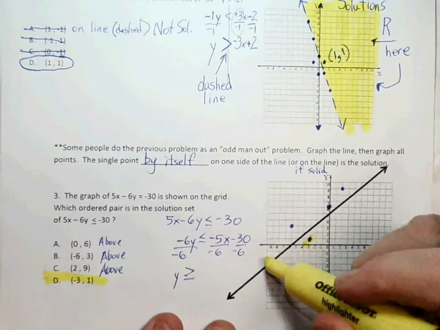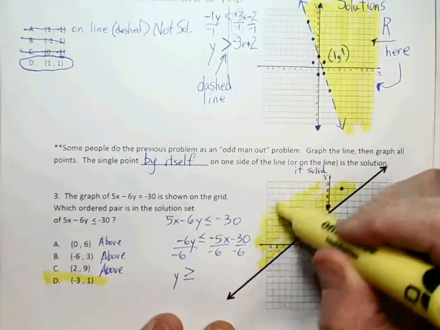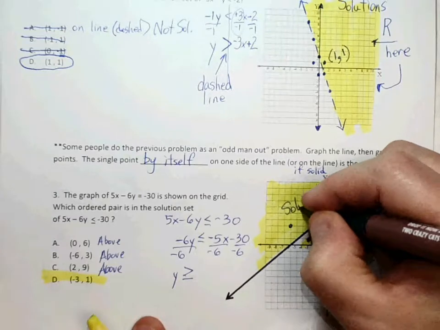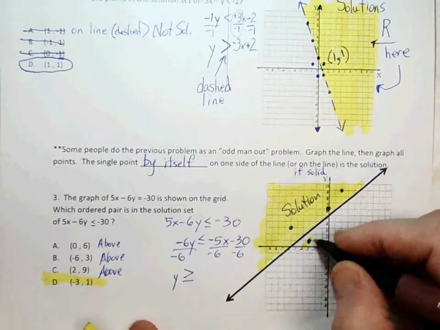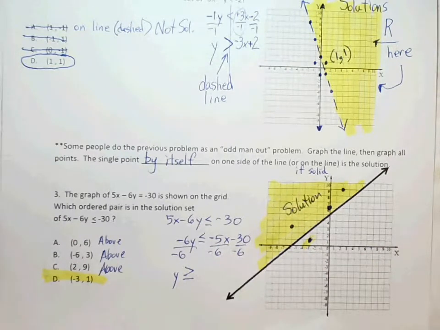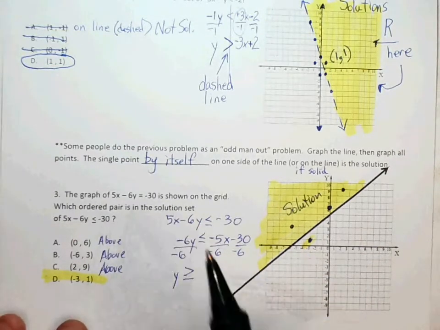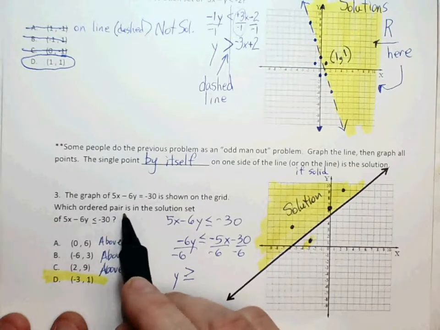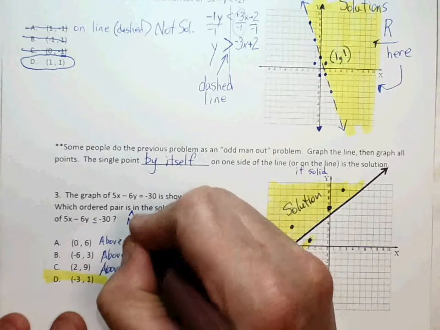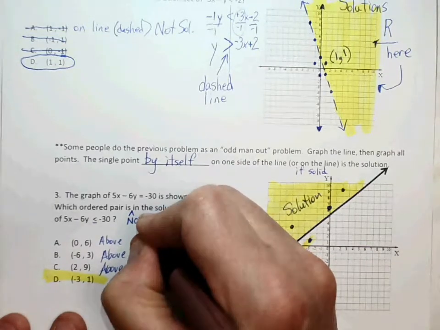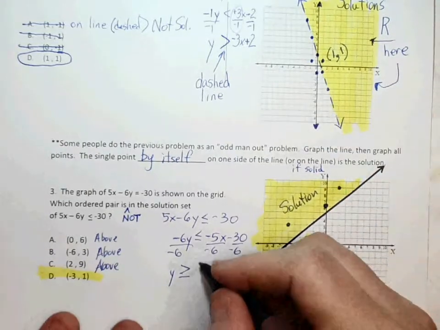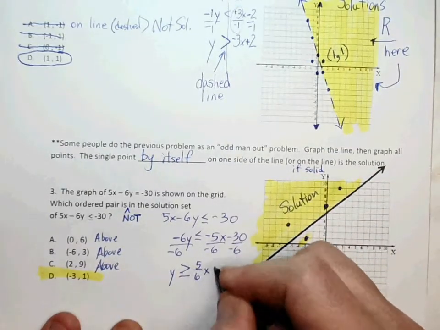So if we're shading above, these guys over here are solutions, which means that this guy, the odd man out, is not. Actually, this problem is miscopied. This is which ordered pair is not. Sorry about that. Okay, because these guys are. Let me finish the inequality.